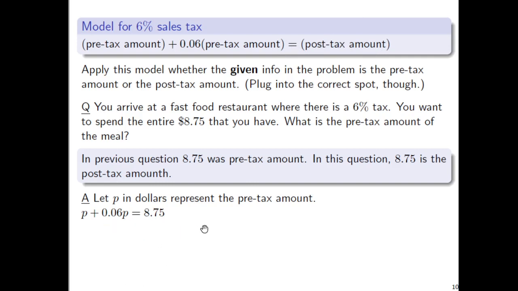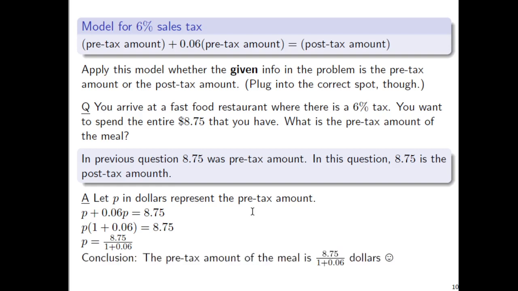Now to solve this equation, we need to solve for P. We're asked what's the pre-tax amount, so we need to know the numerical value of P. Look, both terms that have P are on the left side. Let's factor out a P. So we have P times the quantity 1 plus 0.06 equals 8.75, and then divide both sides by what's in parentheses. So P equals 8.75 over 1 plus 0.06. The conclusion is the pre-tax amount of the meal is 8.75 over 1 plus $0.06. And we're done. There's no need to simplify this any further.